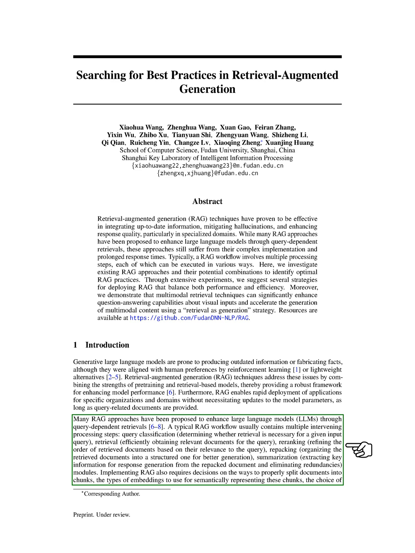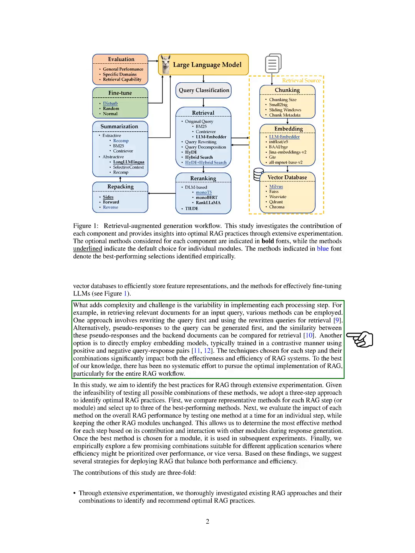Implementing RAG involves decisions on how to split documents into chunks, the types of embeddings to represent these chunks, the choice of vector databases for efficient storage, and effective fine-tuning of LLMs. The variability in each processing step adds complexity and challenge. For instance, various methods can be used to retrieve relevant documents, such as query rewriting, generating pseudo-responses, or employing embedding models trained with query response pairs.